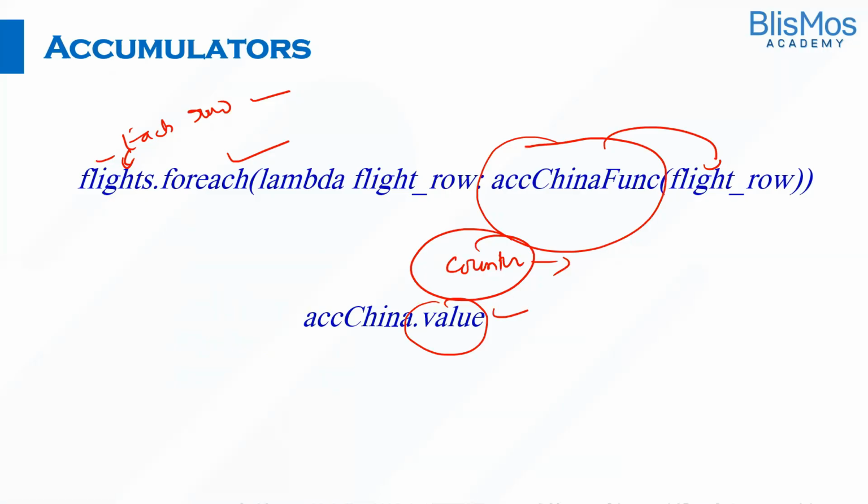Wonderful. We have understood the concept of the accumulator variable, which is interesting, and we looked at the example. When we see this example with the hands-on execution, it will be much clearer.